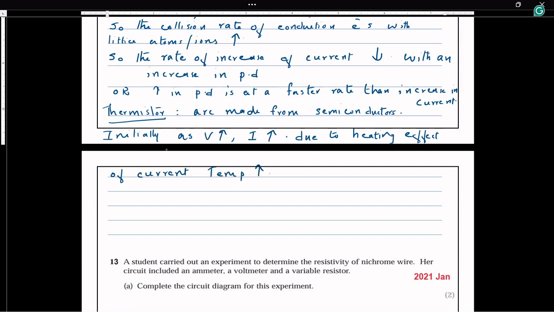temperature increases. But here as the temperature increases, more conduction electrons are produced by thermionic emission. That is the difference, because thermistors are made from semiconductor materials. In semiconductor materials, there are covalent bonds. So as the semiconductor material gains heat energy from the temperature, more and more covalent bonds break open and more electrons become free. This is the meaning of thermionic emission.